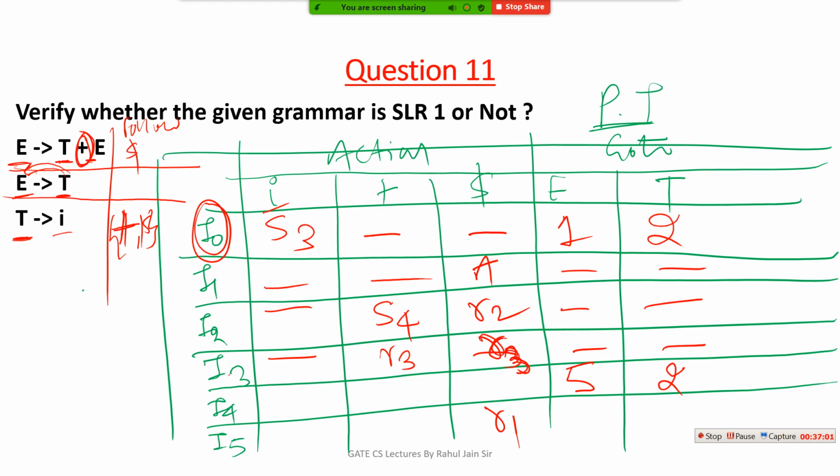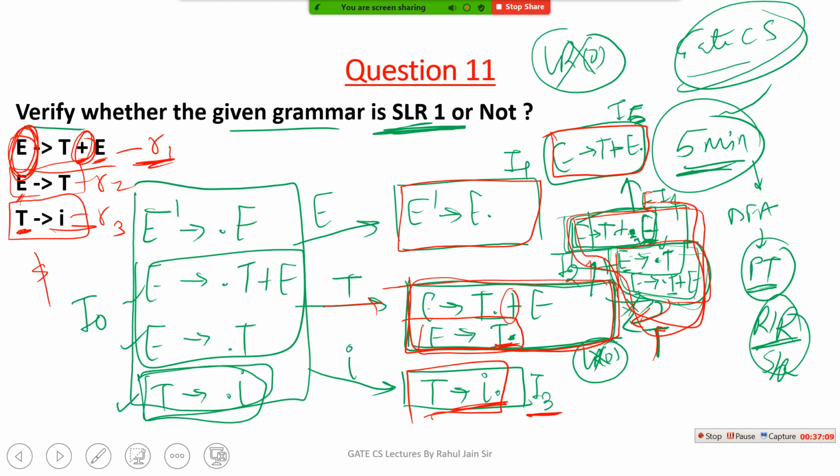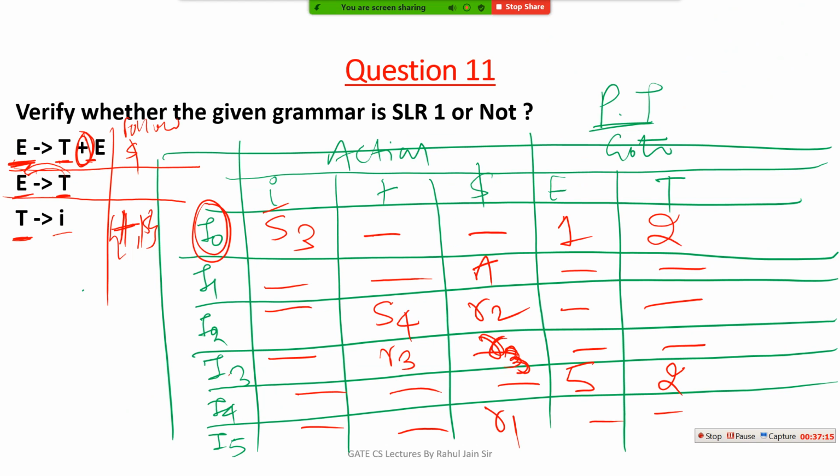And I5, that is equation 1, it is reducing on dollar. I have reduced R1 here, and others will remain blank, because in I4 I didn't have any reduce. I only have two shift operations, so I have shifted. So this is my table.